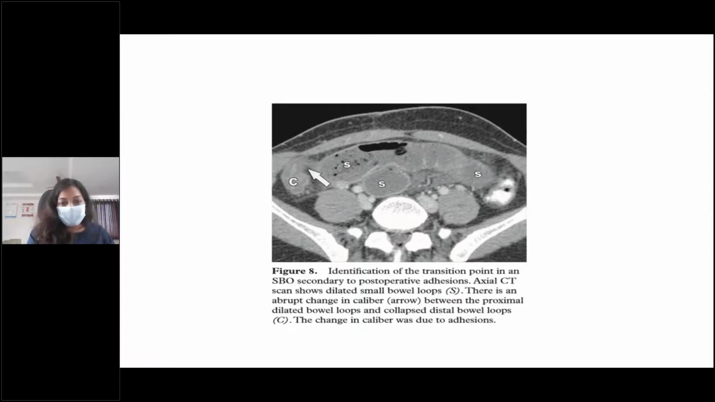The transition point in small bowel obstruction, the same case as the previous case. This is the axial CT showing the dilated small bowel loops. There is an abrupt change in the caliber here between the proximal dilated bowel loops and the collapsed distal bowel loops. The change in caliber was due to the adhesions.